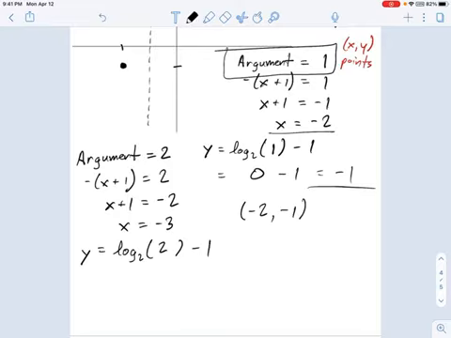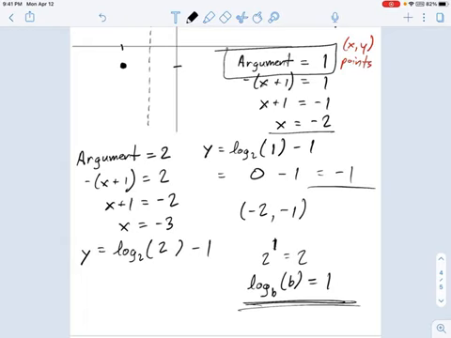Now log base 2 of 2, in other words, 2 to what power equals 2? Well, the power is just 1. And any log of any base where the argument is also the base is always going to be 1. That's one of your basic log properties. So what that means is we have y equals 1 minus 1, which is 0, meaning our xy coordinate point is negative 3, comma, 0.